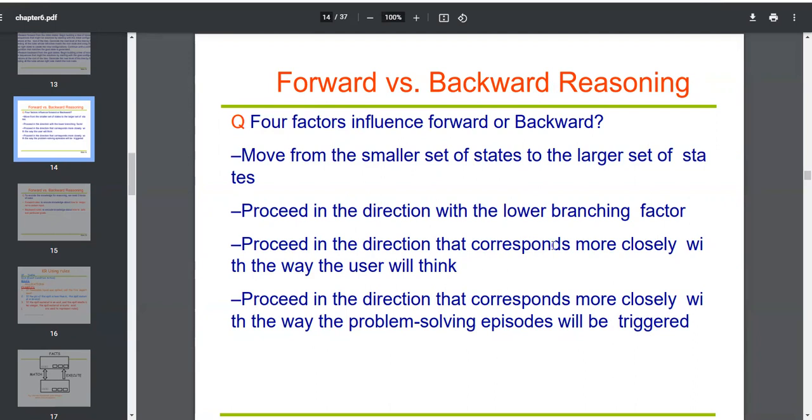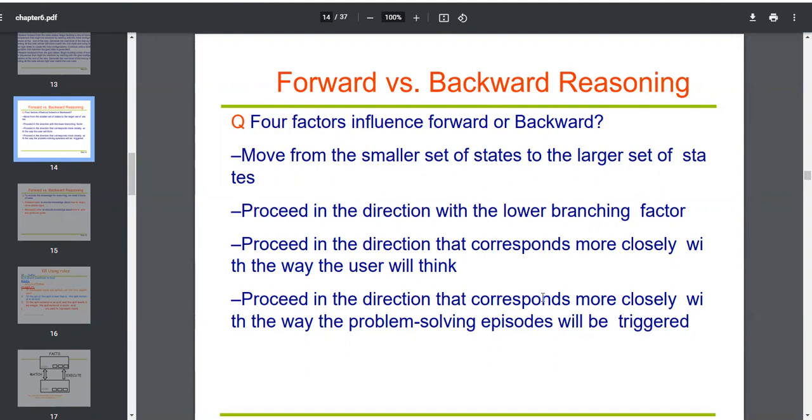Proceed in the direction that corresponds more closely with the way the user will think. Also, you need to keep track of how you are going to justify it to the user. So your process should be justifiable or understandable by the user. The way the user will understand the solution, that way you should proceed. If the user is going to understand the particular question in a backward way, then backward reasoning should be used, or in a forward way, then forward reasoning should be used.